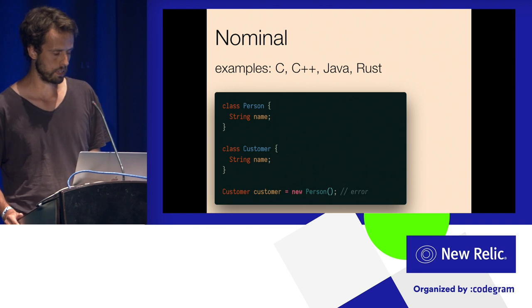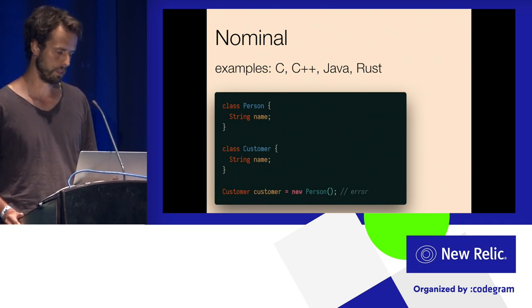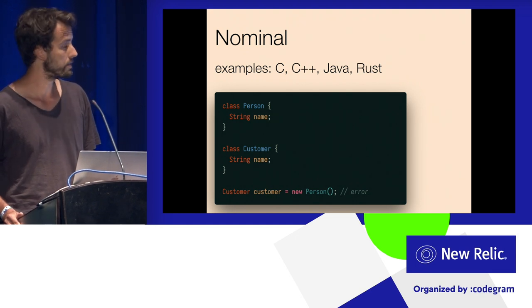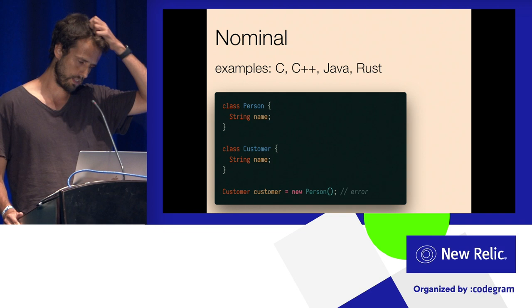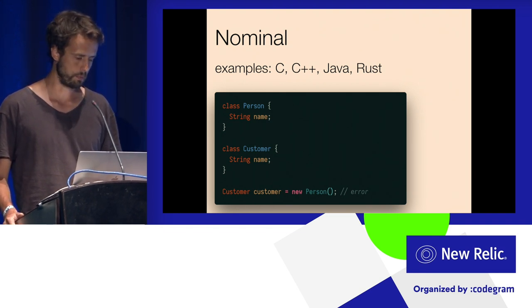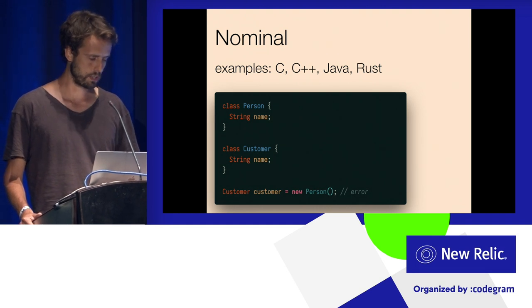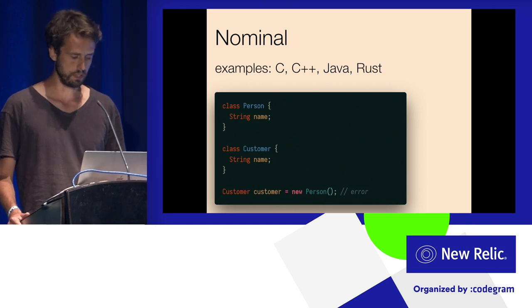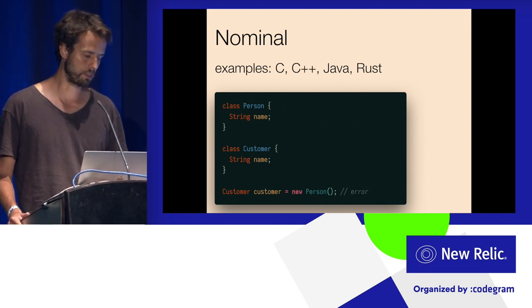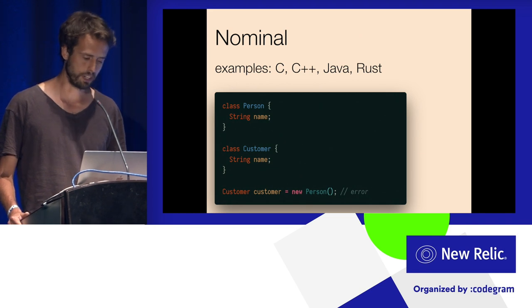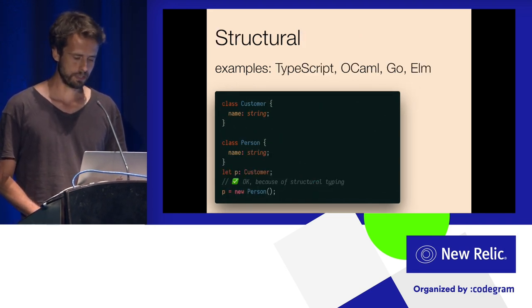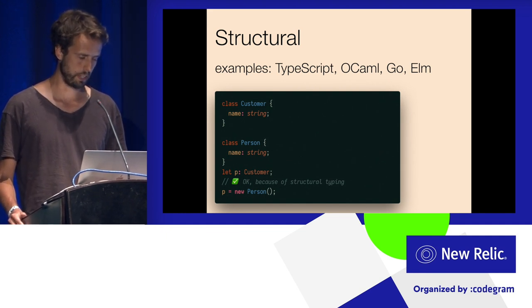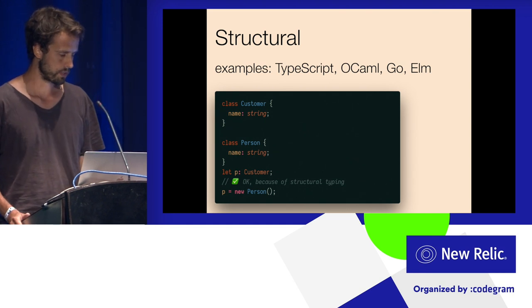Some languages like C++, Java, or Rust are by default nominally typed. So you can see two classes here, class Person and class Customer, which have exactly the same structure. Both have one property, which is name. This is Java, actually. If you want to compile this program and try to set the new Person instance to the customer variable, which is supposed to have Customer type, the compiler will break.